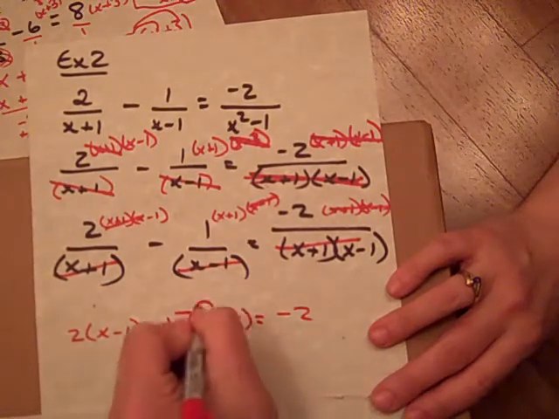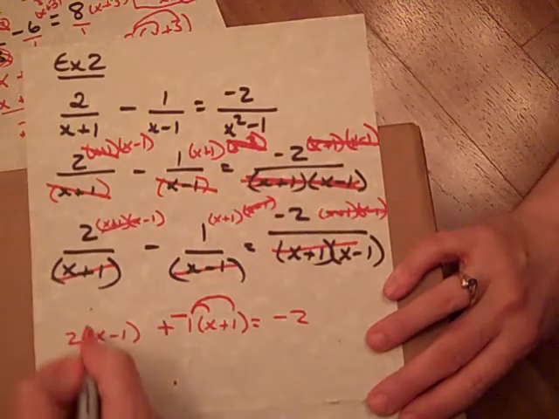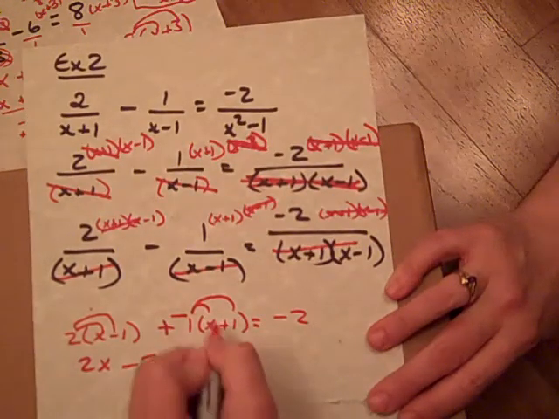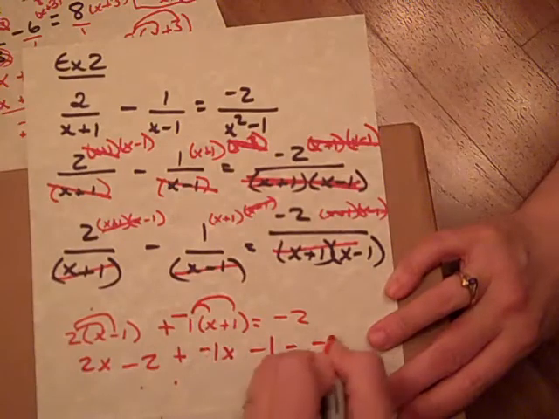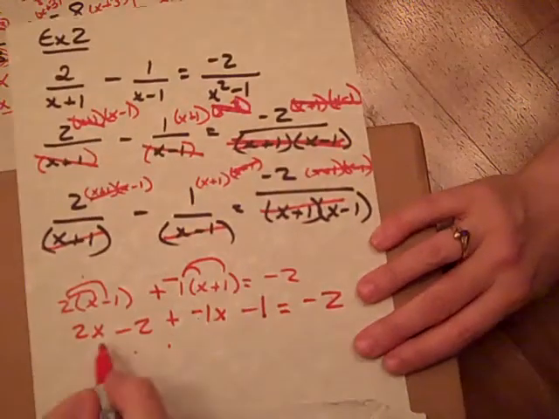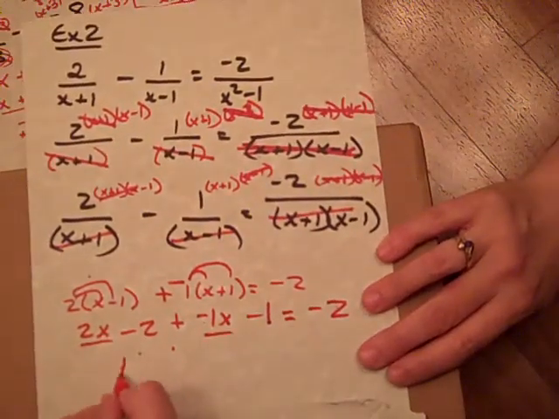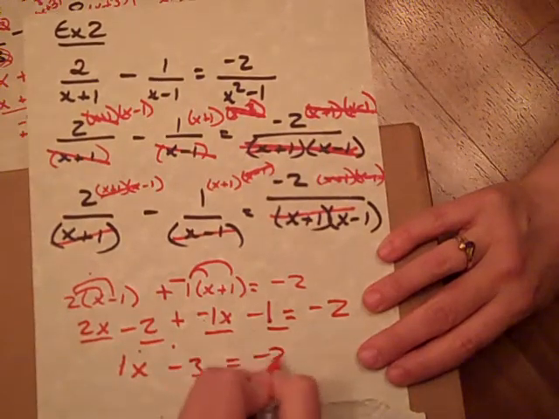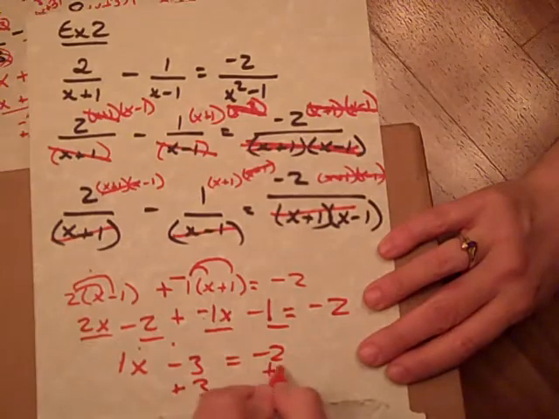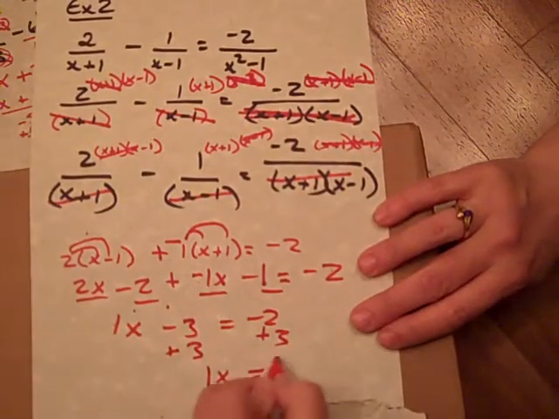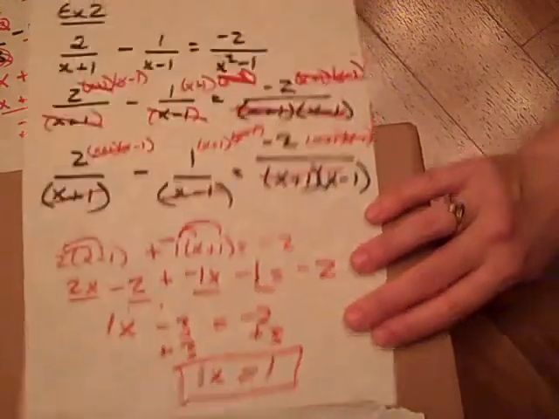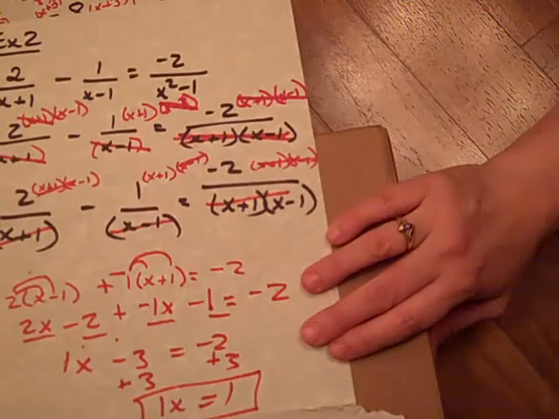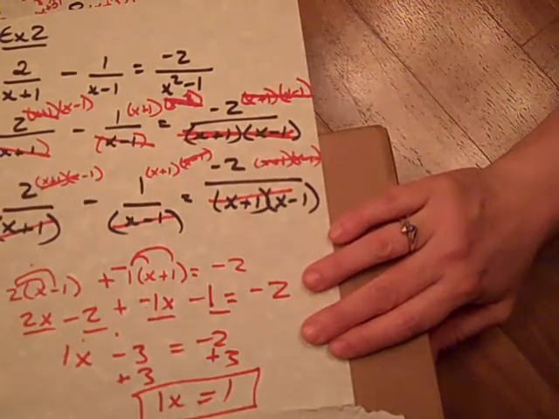Bam, bam. You got to distribute that -1. We got a 2x minus 2 plus a -1x minus 1 equals a -2. 2x with a -1x is a 1x minus 3 equals a -2. You add your 3 over. You got a 1x equaling a 1. X is a 1. There it is, people. You knew that already. I know you did. But there it is. Closure for everybody that loves it.